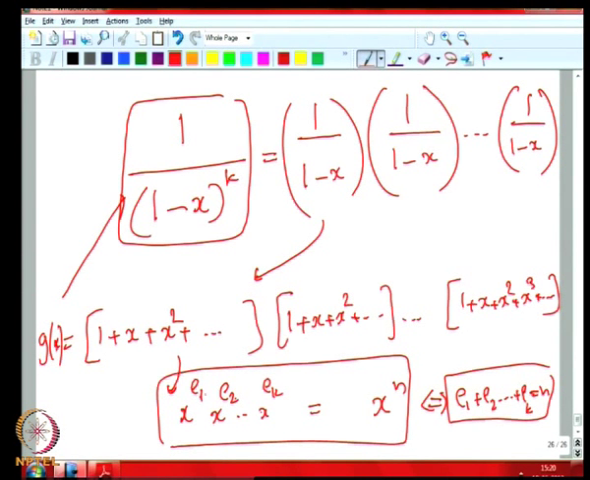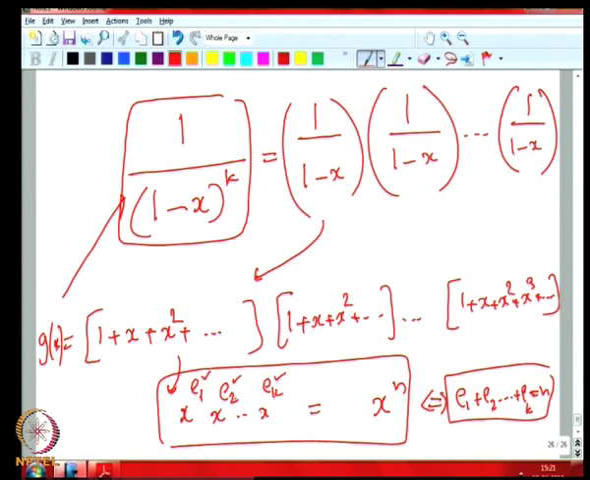But every possible E1, E2, up to Ek such that they add up to n will give another x raised to n. So to get the coefficient of x raised to n, we have to add up all of them. Suppose t is the coefficient of x raised to n in the expansion. That means it is the number of ways we can form n as a sum E1 plus E2 plus up to Ek, where each Ei gets non-negative integer values.